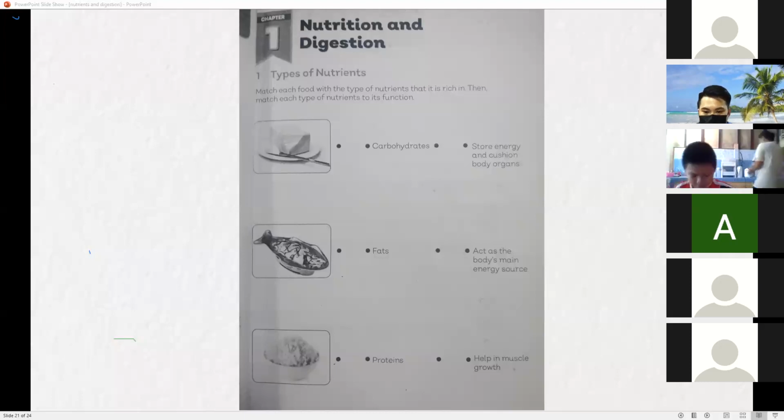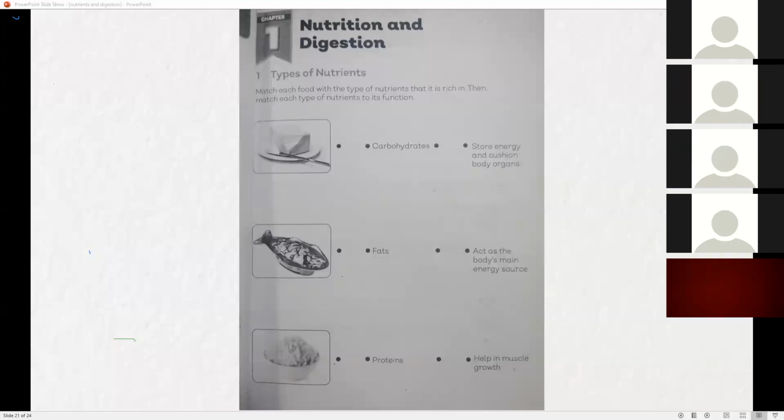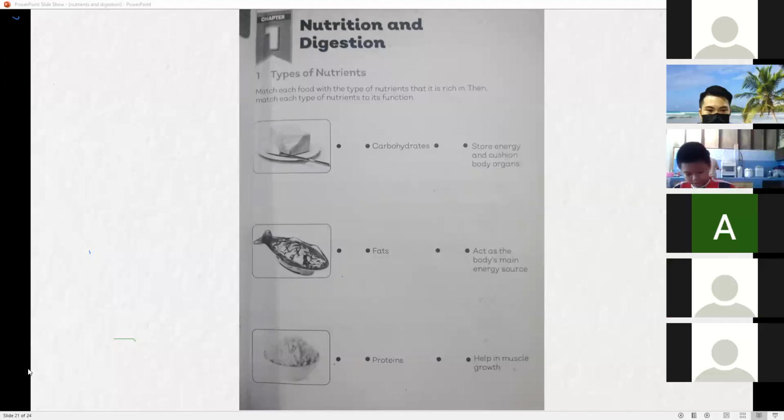Yes. Nice. You can see your kids' faces. You're beautiful and handsome.